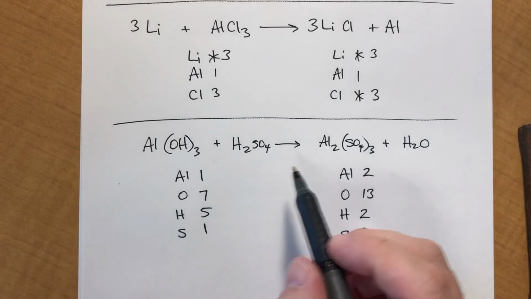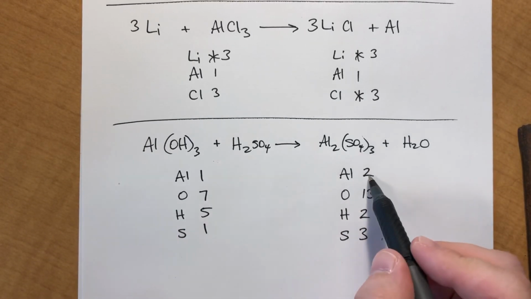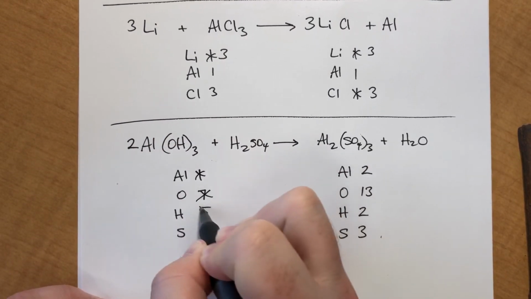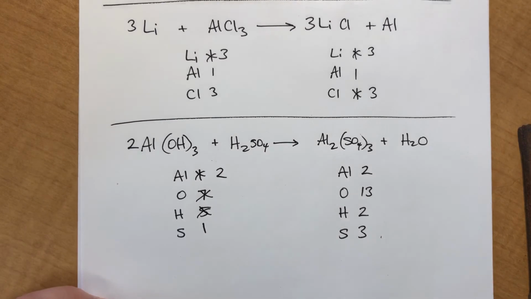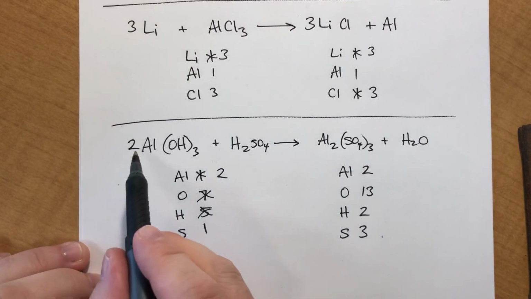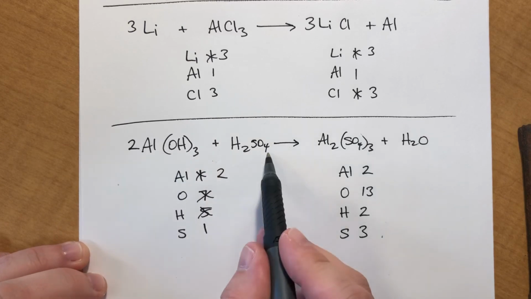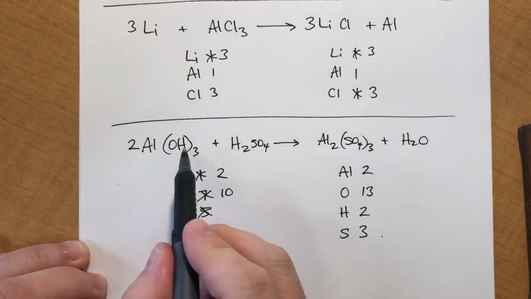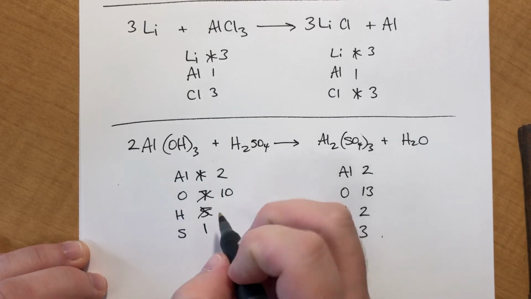So, aluminums, we have 1 here and 2 here, so I'm going to put a 2 in the front. That unfortunately messes all these numbers up and we have to recalculate them. That's okay. So, oxygens, 2 times 3 is 6, plus another 4 here is 10. Hydrogens, 2 times 3 is 6, plus another 2 is 8.